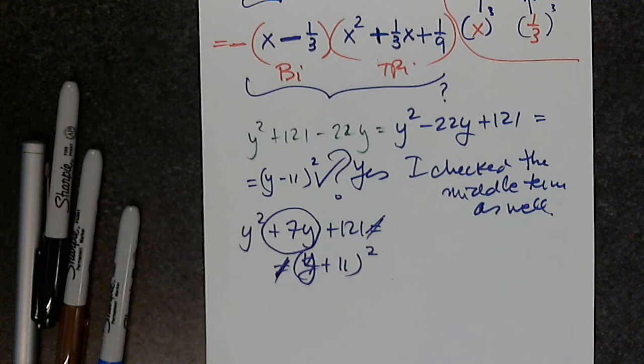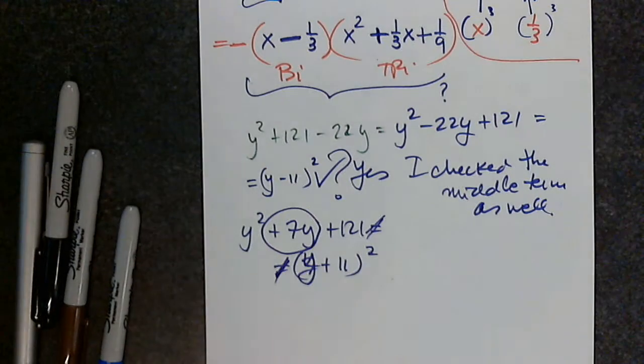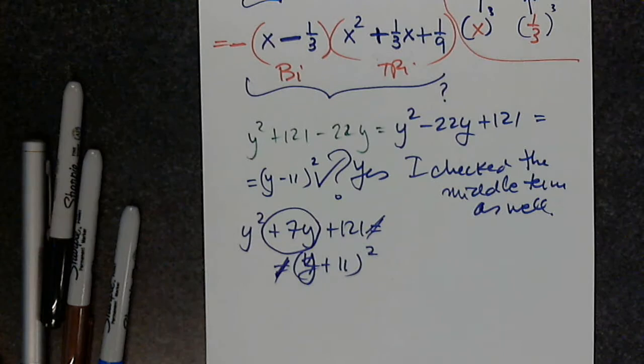So this one is 2 times the first times the second. It has the middle term negative 22y. It happens that I have negative 22y here, so that is the correct factored form. Any questions on this?